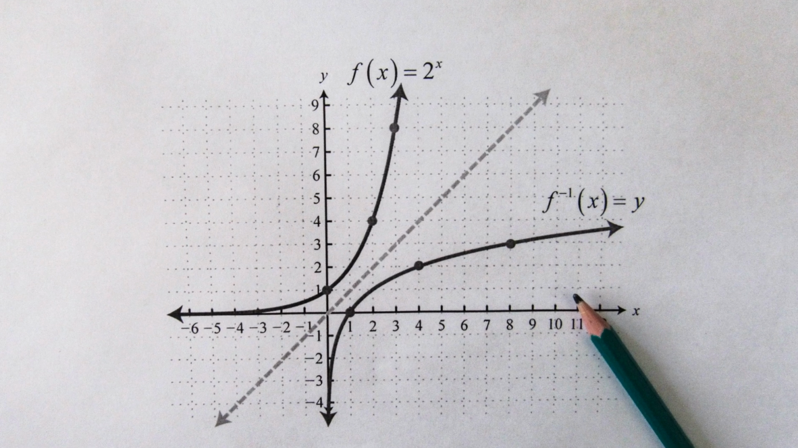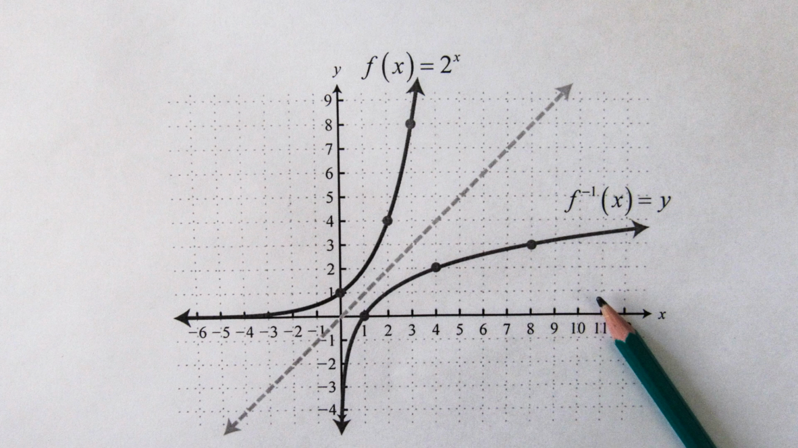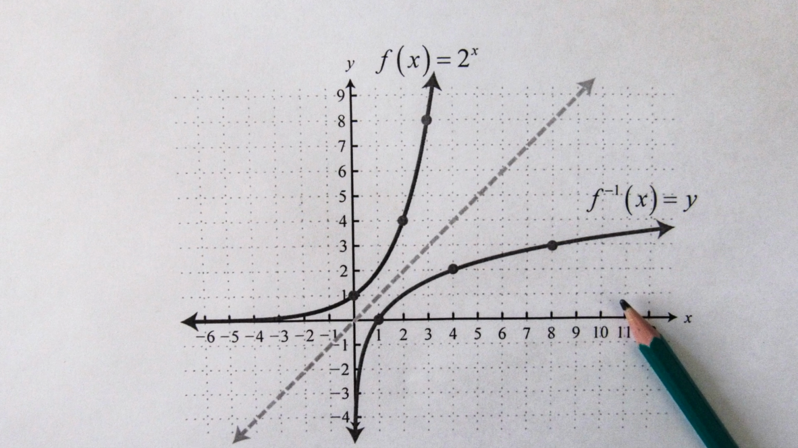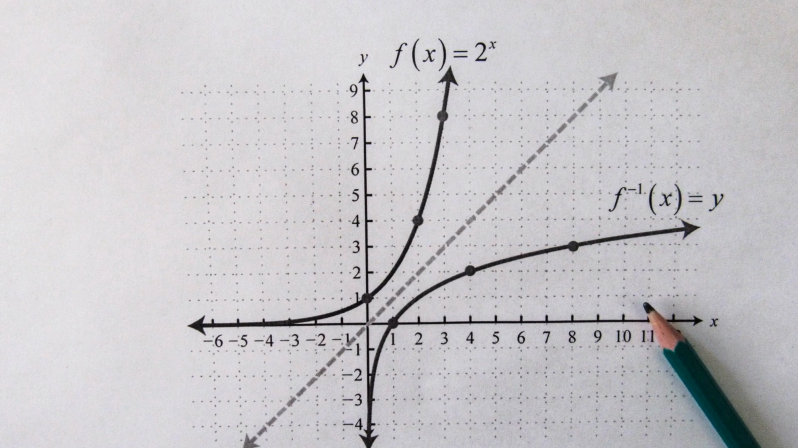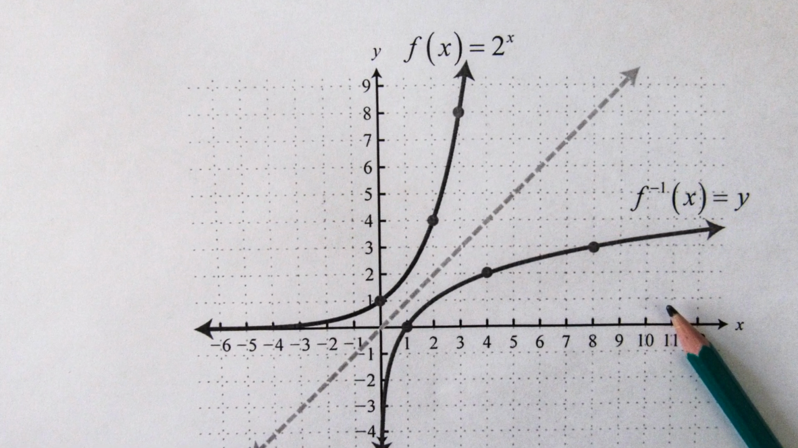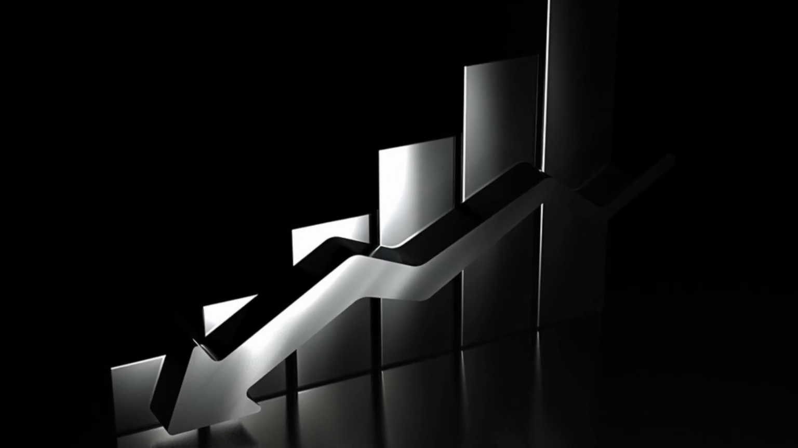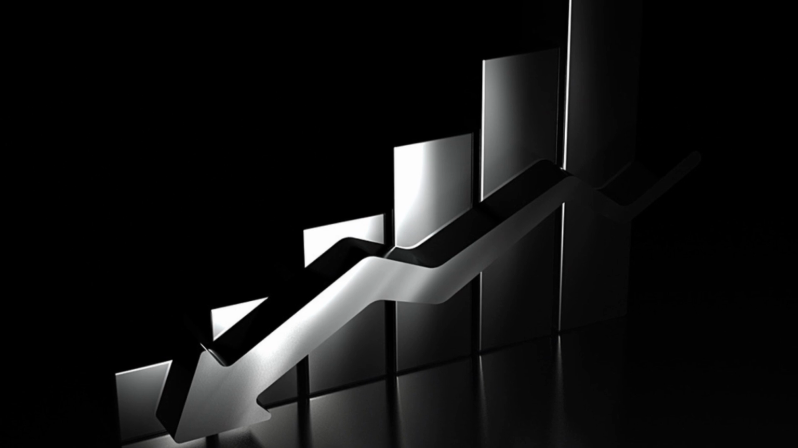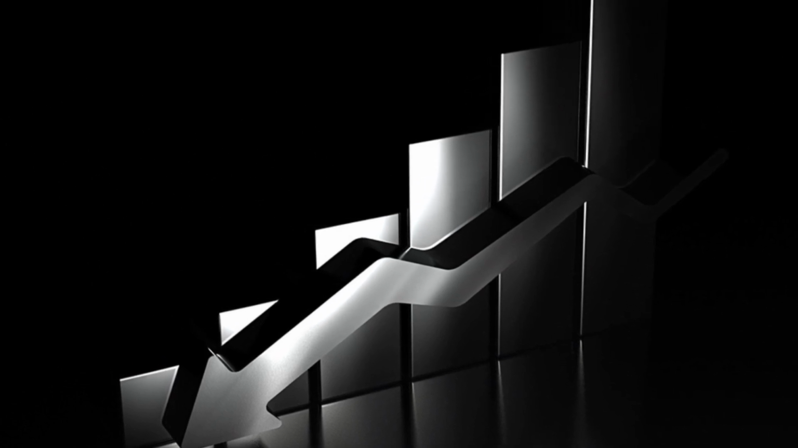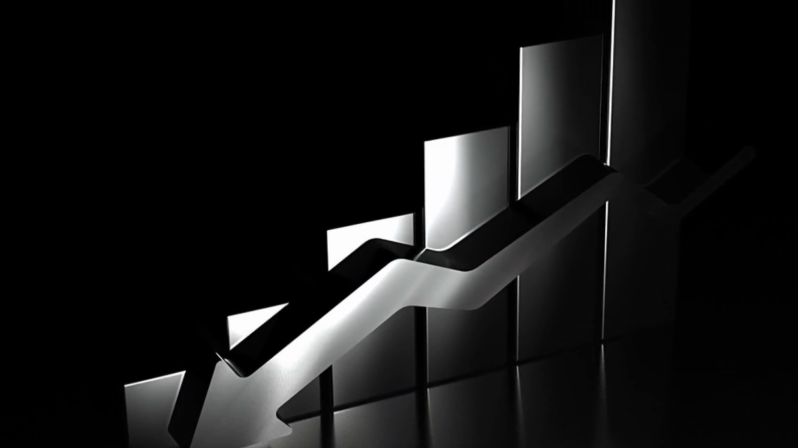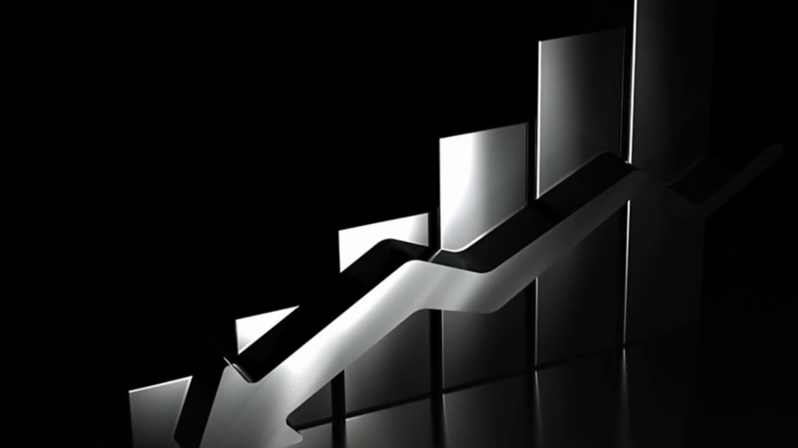Step 4, determine the nature of the vertex. Since the coefficient of x squared, a equals negative 1, is negative, the parabola opens downwards, indicating that the vertex represents a maximum point. Step 5, find the minimum value. As the parabola opens downwards, there is no minimum value. The function approaches negative infinity as x moves away from the vertex.